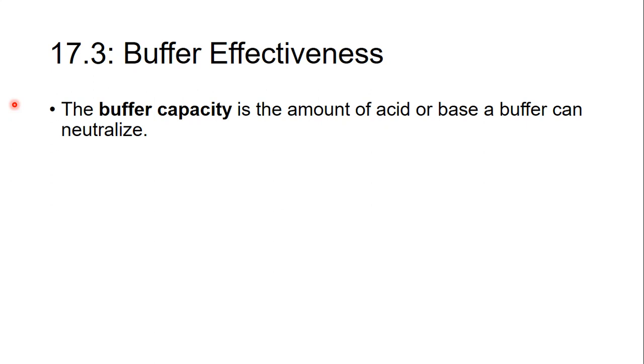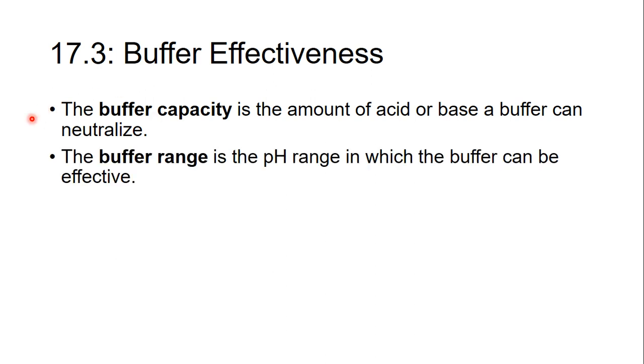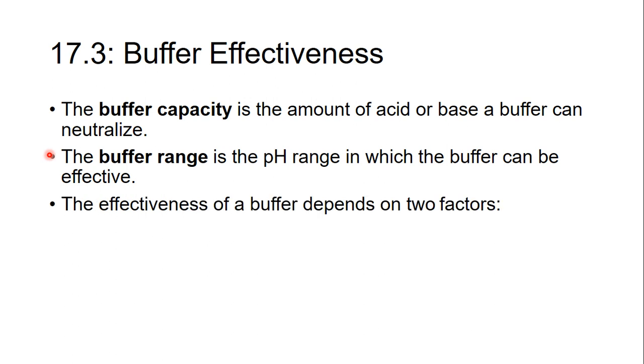In this video, we're going to continue talking about buffers and talk about buffer effectiveness here. And so we're going to start with a few terms. The first is buffer capacity, and that's the amount of acid or base that a buffer can neutralize. And the buffer range is the pH in which a buffer can actually work or be effective.